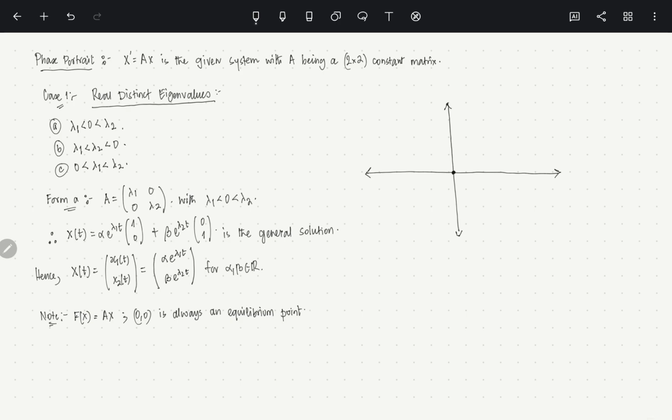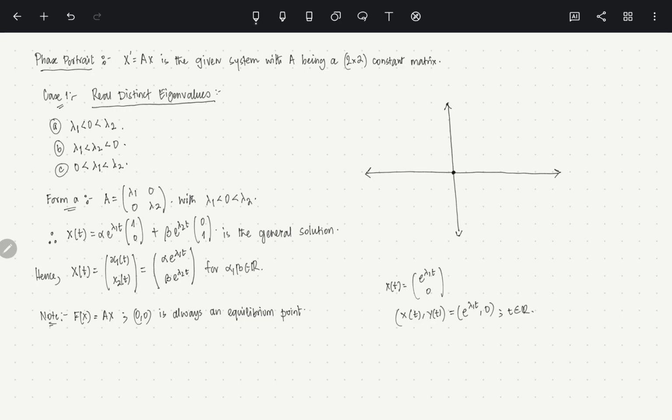So let's say I am assuming alpha equals 1 and beta equals 0. You are basically looking at e^(lambda 1 t), 0. So x(t) is e^(lambda 1 t) and 0. You understand? Now please don't start drawing anything. What is happening is this is a curve, right? So x(t) and y(t) is e^(lambda 1 t) and 0, and this t is varying in R. So t is going from minus infinity to plus infinity.